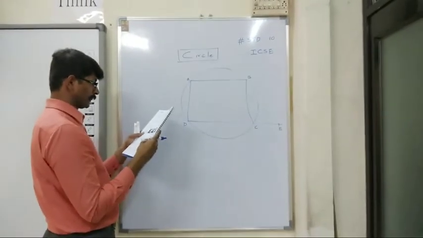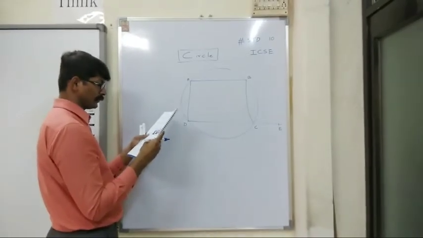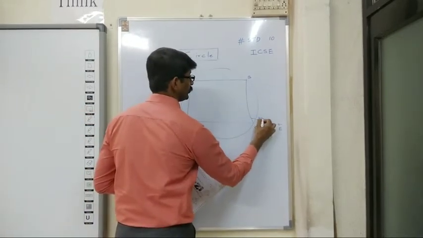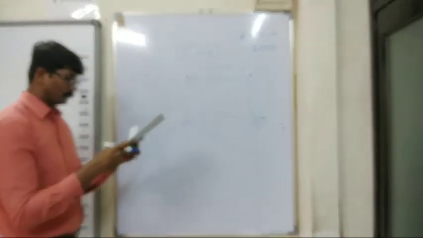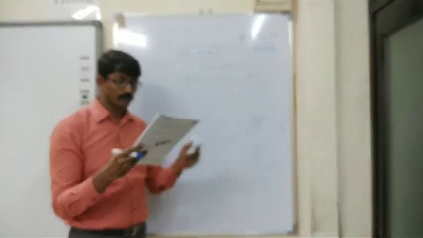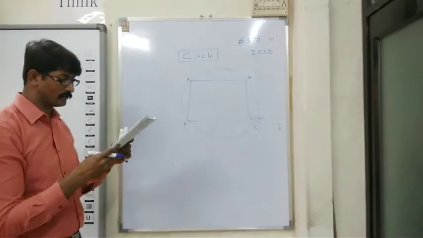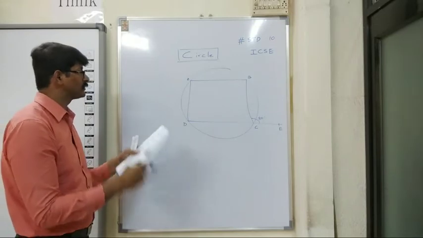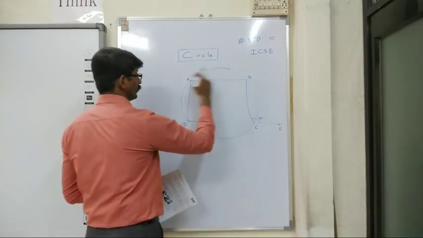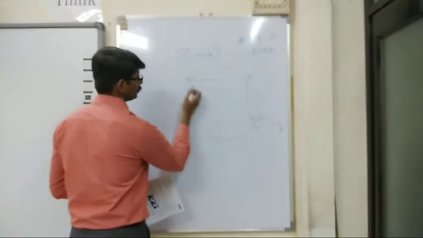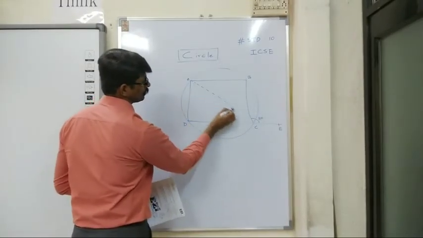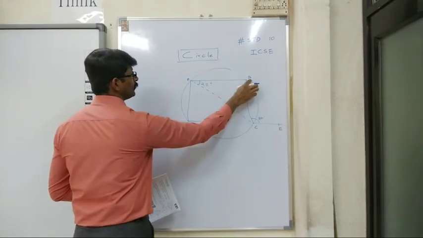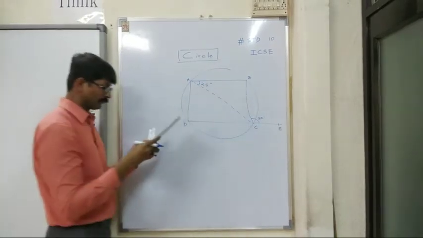And we know that angle BCE is 80 degrees. Student, this diagram is not up to scale, it is just imagination. Angle BAC is 25 degrees.